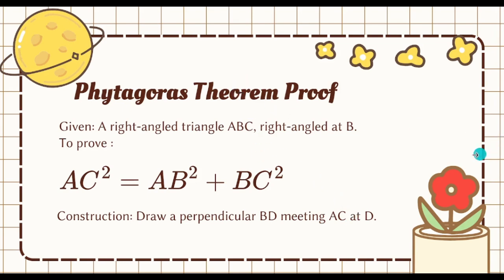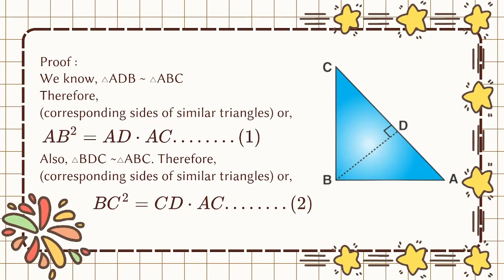Next, Pythagoras theorem proof. Given a right triangle ABC, right-angled at B. To prove: AC square is AB square plus BC square. Construction: draw a perpendicular BD meeting AC at D. Next, I will discuss the proof of the Pythagoras theorem. Proof: we know triangle ADB is similar to triangle ABC.